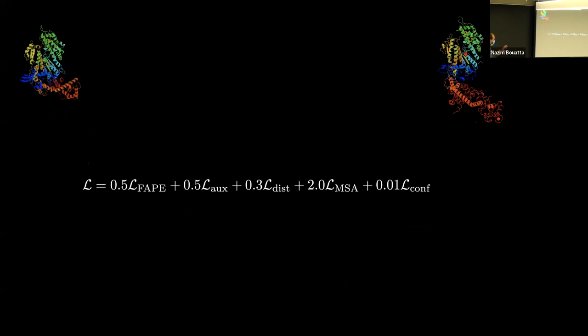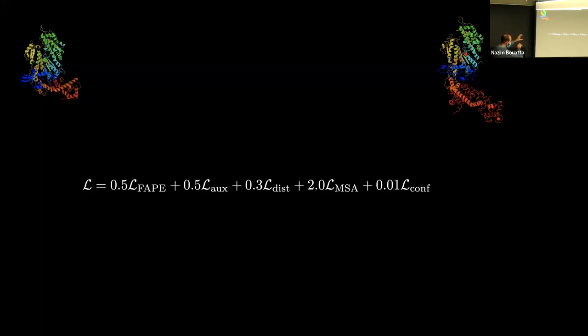I will give you here a brief overview of this loss function. So this is the total loss. It contains many terms. The first term is the FAPE, this orientation or chirality aware loss. The second term is the fact that we are doing refinement. So when we predict the structures, we penalize the system per block. We don't wait for the final prediction. This is called the auxiliary loss. We have a distogram loss, which is over those two-dimensional representations.